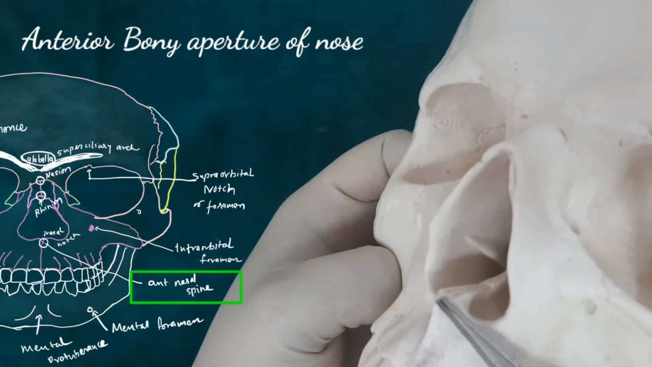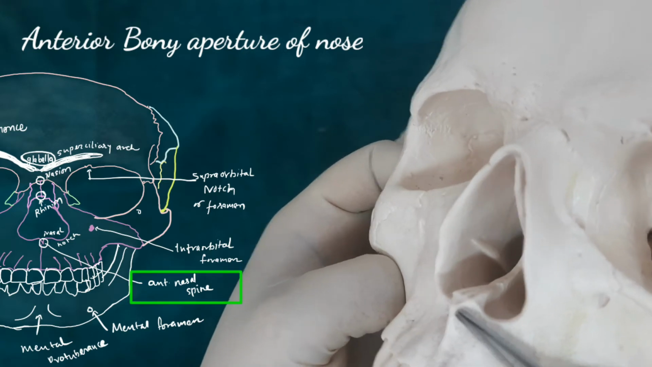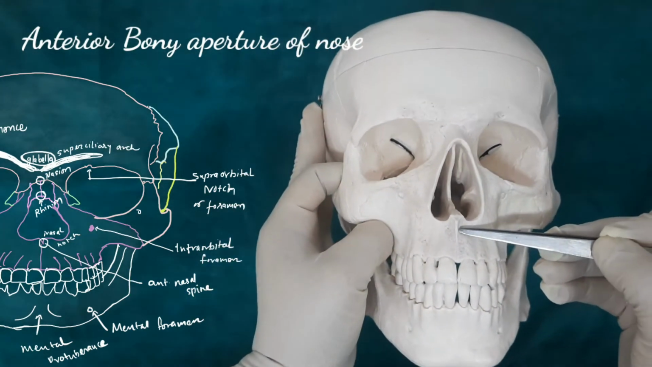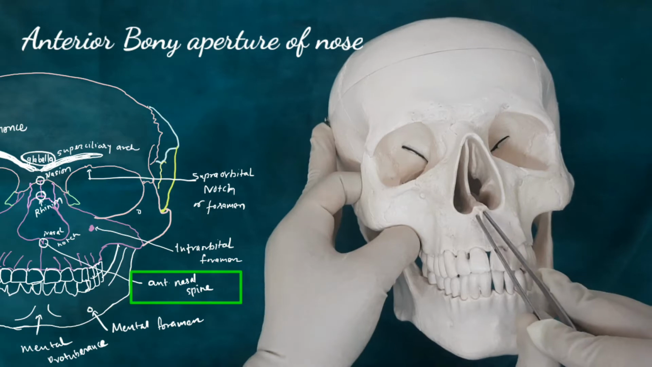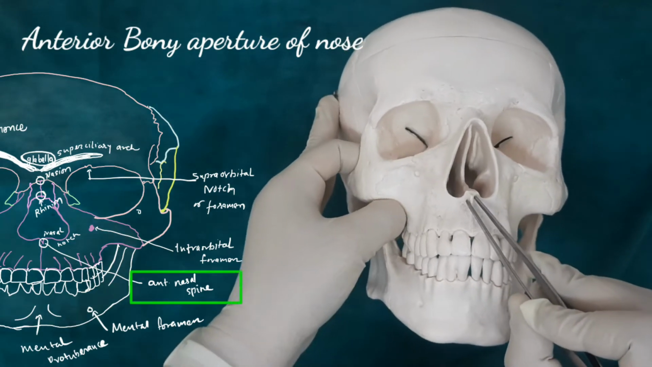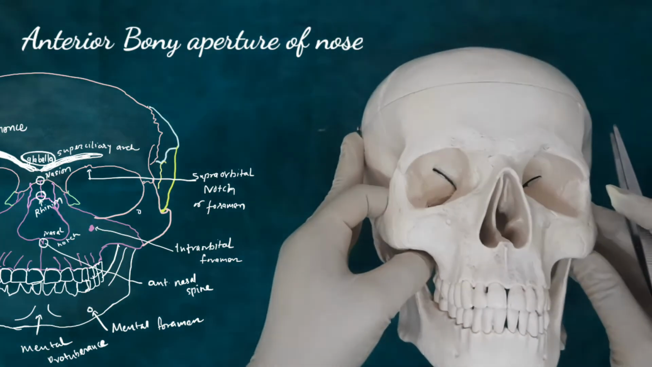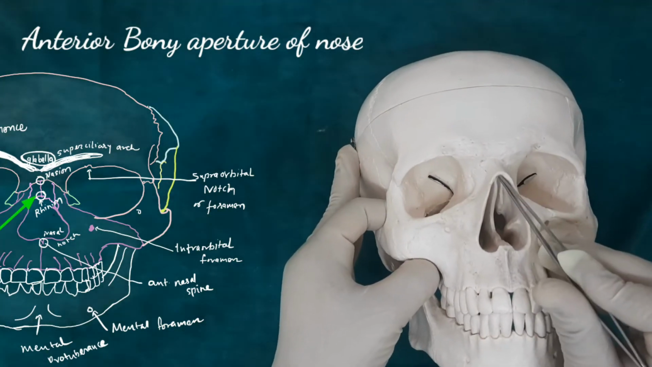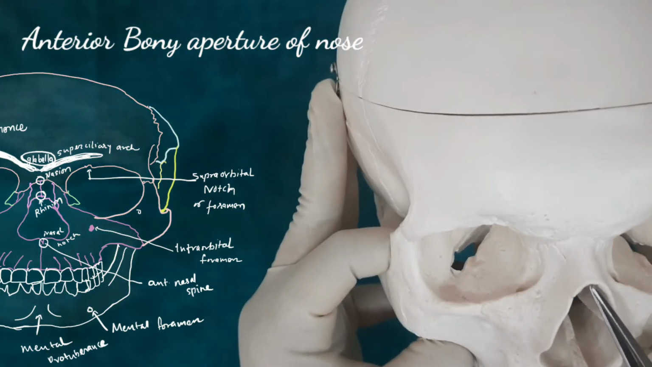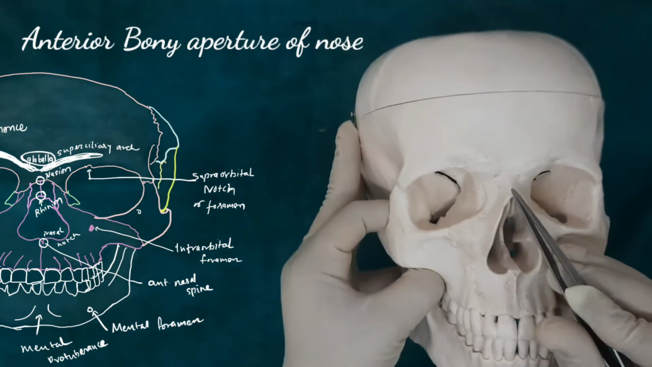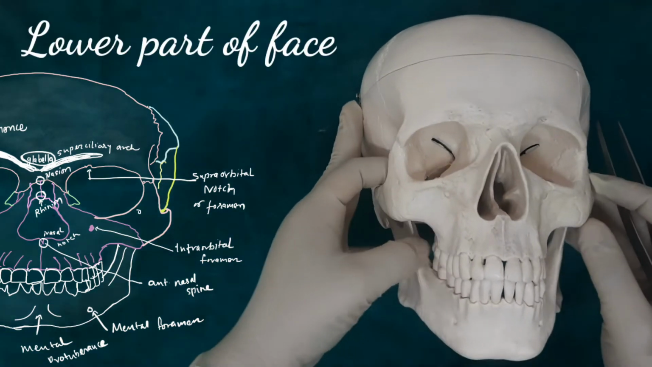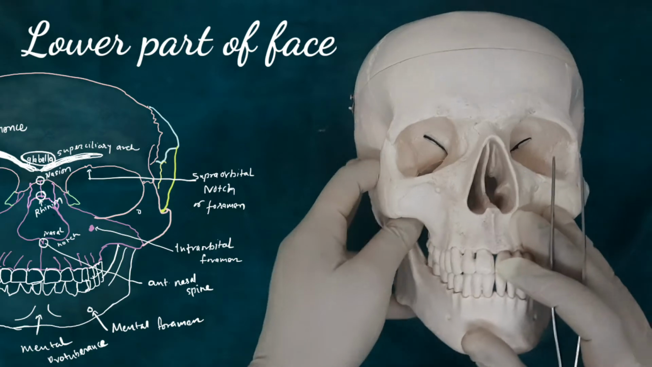The anterior nasal spine, we can see here the sharp projection in the median plane which is present in the lower boundary of the pyriform aperture. Here we can see the rhinion. It is the lowermost point of the internasal suture. Then we can see the lower part of the face, in which is the maxilla.